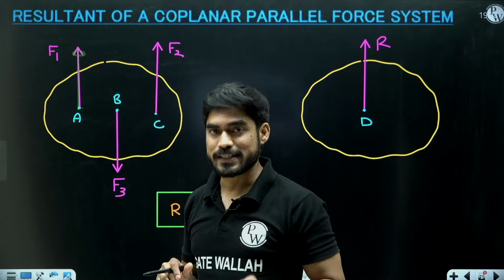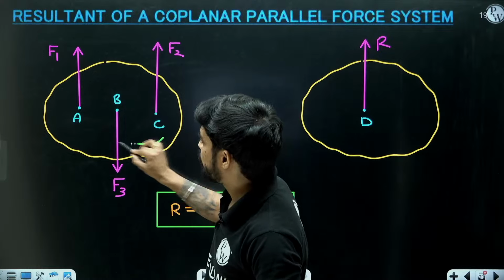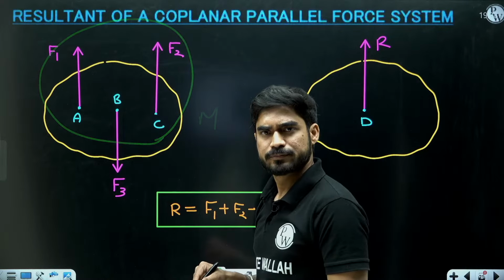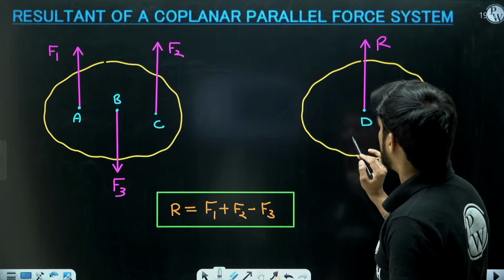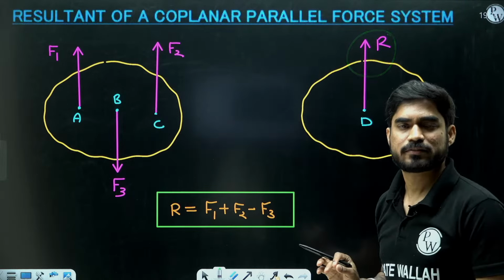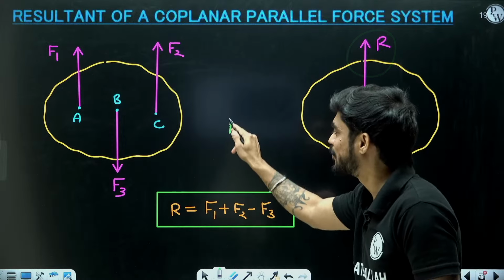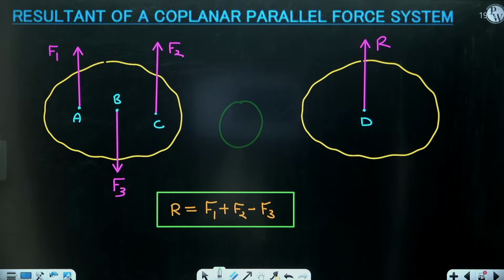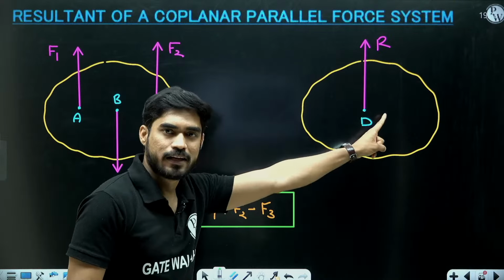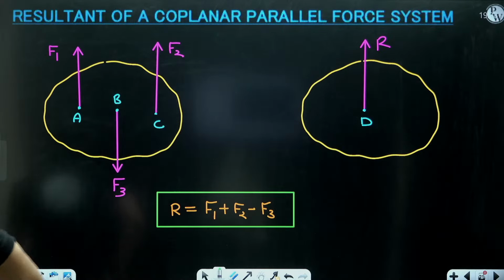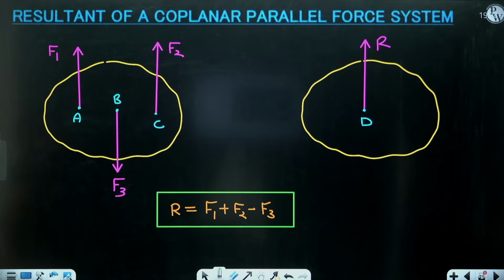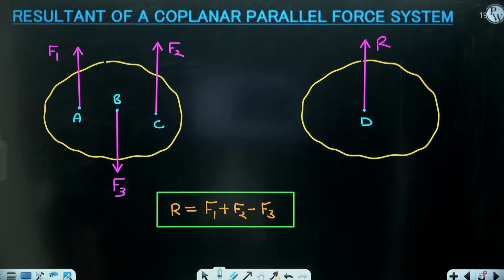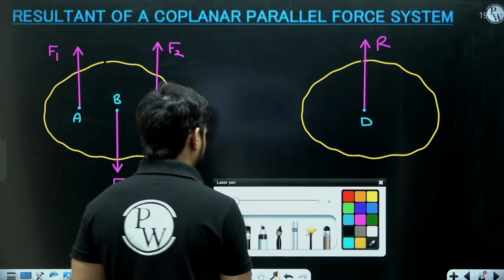So my calculation will be easier. Now understand what I am saying. Take the moment of these three forces about any one point. Let's say that moment is M. Now if I take the moment of the resultant about the same point, I should get the same value M. According to which theorem will I get the same moment of R and F1, F2, F3? Varignon's theorem. Very good.